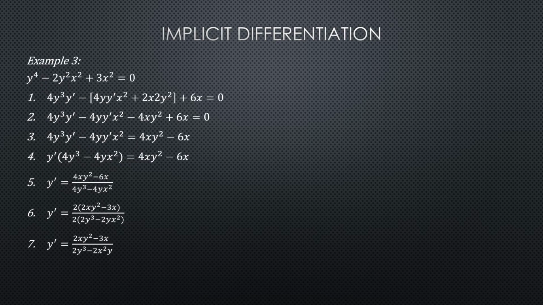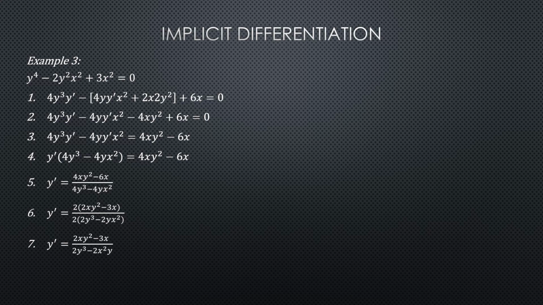All right, so here is example 3, and it's got something a little different in it that we need to point out. We've got y to the 4th power minus 2y squared x squared plus 3x squared equals 0. That middle term we're going to have to treat a little differently. You may or may not catch this, but that's two things multiplied together, so we're going to use the product rule for that section.